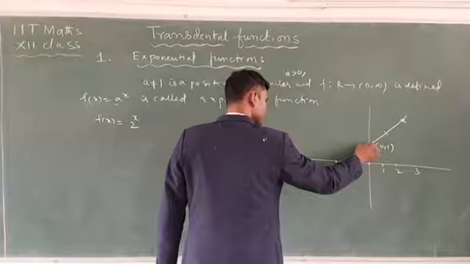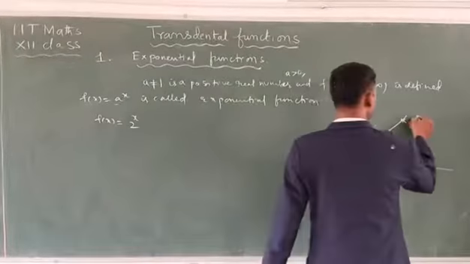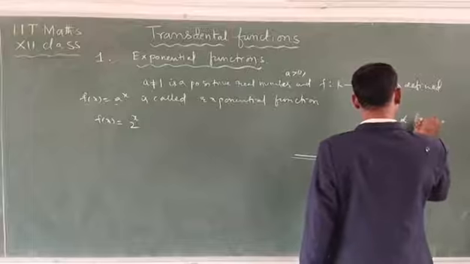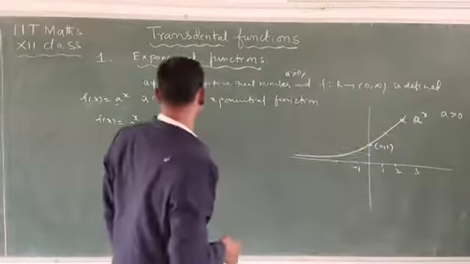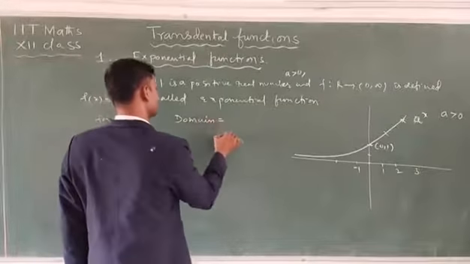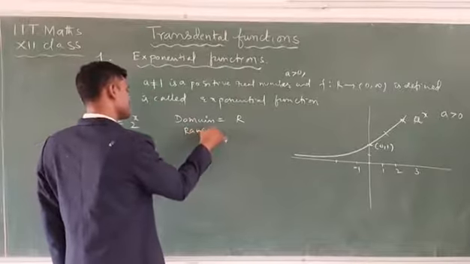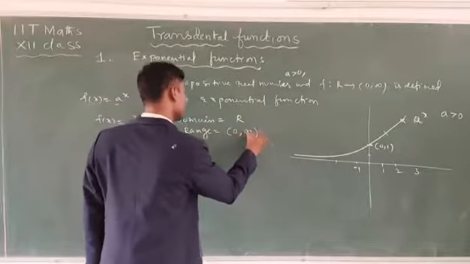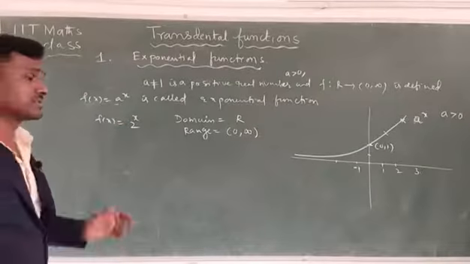Now this is 2 power x, or a power x, where a is greater than 0. Here the domain is equal to R, and the range is equal to the open interval 0 comma plus infinity only.